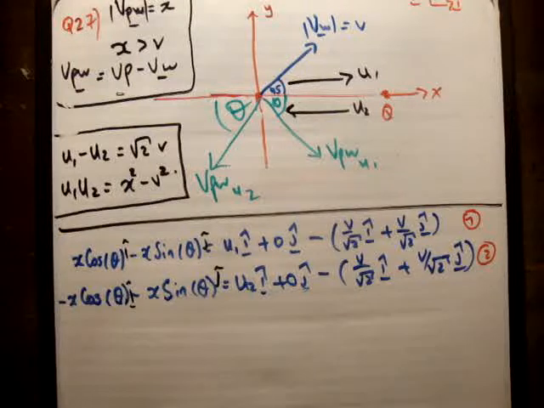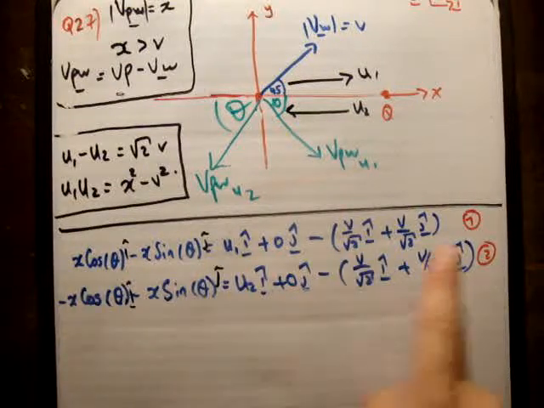Now we're asked to show that u1 minus u2 is equal to root 2 v. I'll be quite honest, I haven't got this answer. I've got an answer that u1 plus u2 is equal to root 2 v. So either I'm making an error, which if you see, please point it out to me, or if I'm not, it just means there's a typo in the question. For that reason I'm only going to do this part of the question.